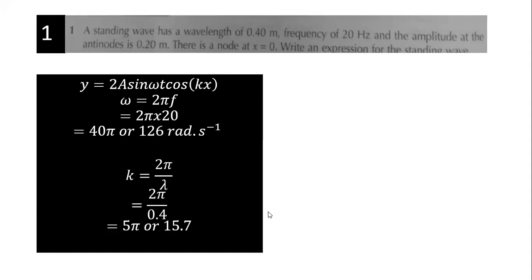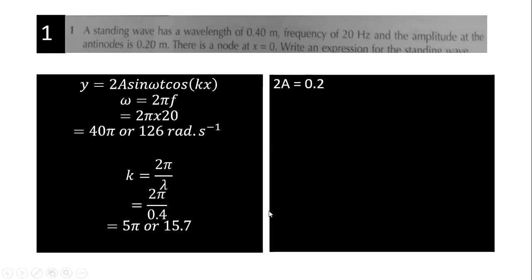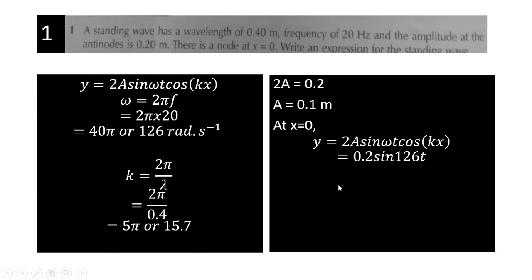Right? Calculate your k, so you're ready to write your equation. 2A equals 0.2, so A is 0.1. Okay, so that's your equation. Now put in your value. Right? At x equals 0. At x equals 0. Got this equation.